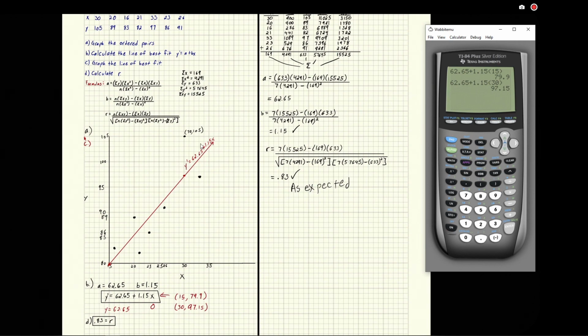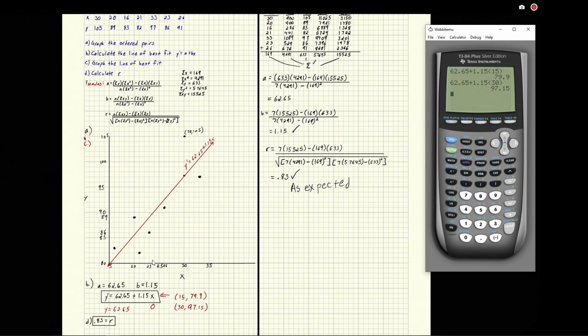And then it's good courtesy to label your line. So this line is the equation y equals 62.65 plus 1.15. Meaning that if you pick any x value on this line, it will satisfy the y that it gives. So this is like a picture of all the possible solutions. And we see that this line goes right through our data in sort of an optimal path. So we call it the line of best fit.